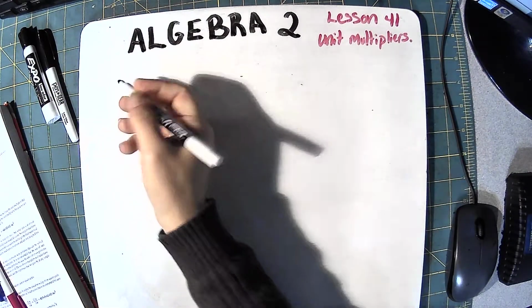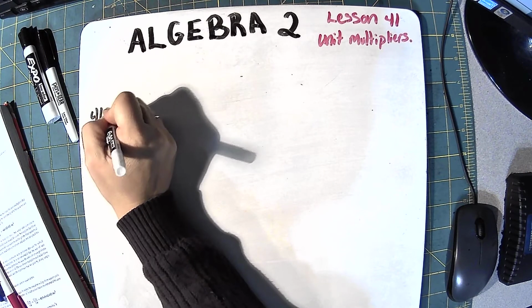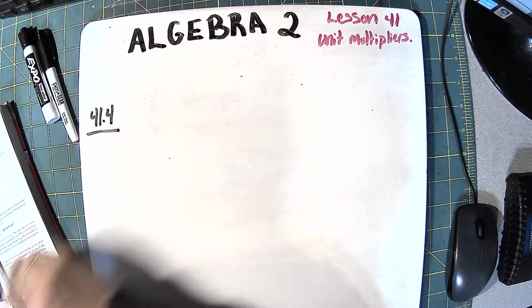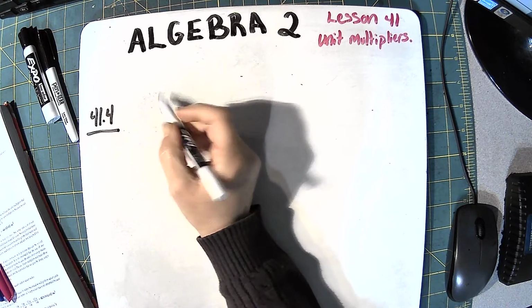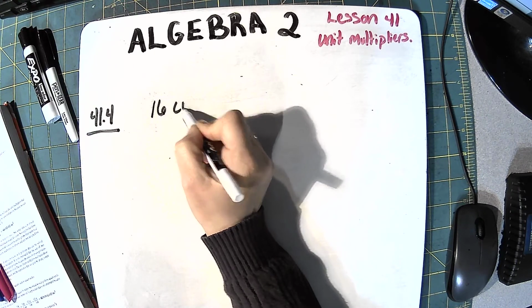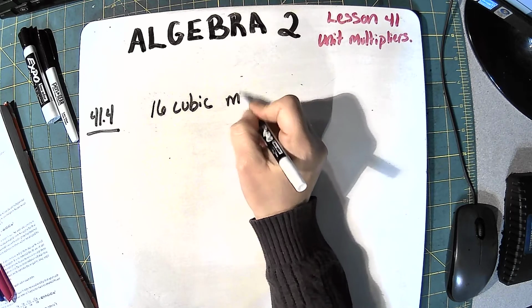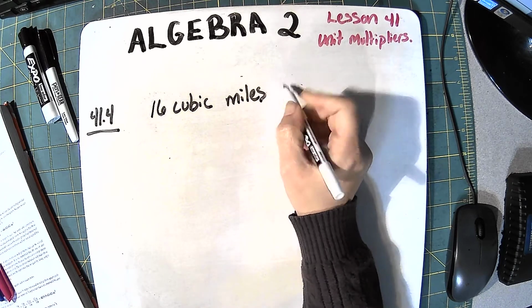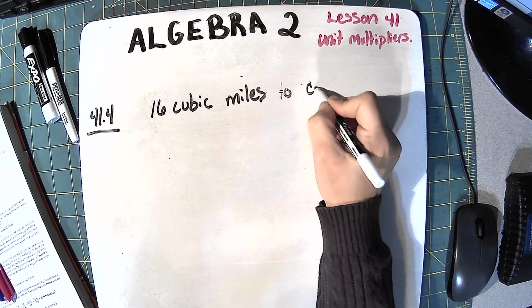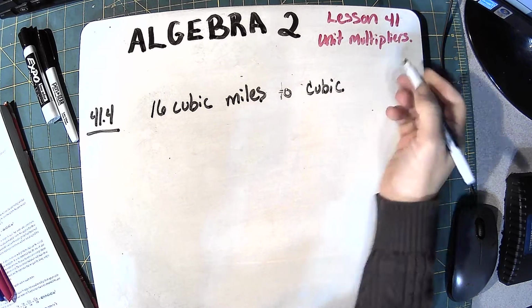This is 41.4. And this one says, use unit multipliers to convert 16 cubic miles to cubic inches.